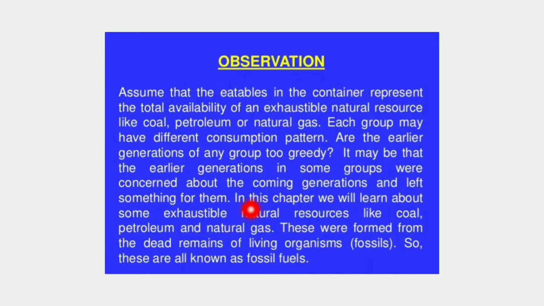Now you have to know that in this chapter we will learn about some exhaustible natural resources like coal, petroleum, natural gas. These were formed from the dead remains of living organisms. We will learn about fossils in the next slide. So these are all known as fossil fuels. Before moving on further, we must understand what an exhaustible natural resource is.